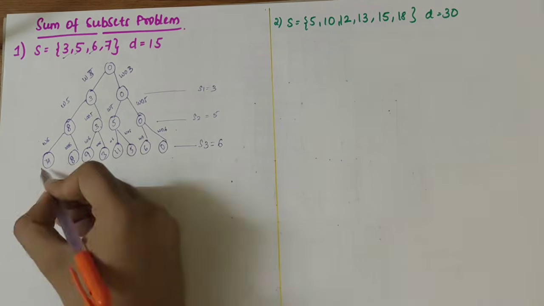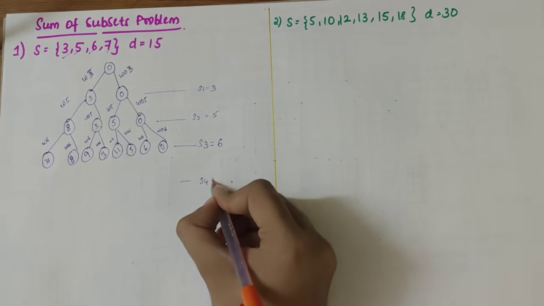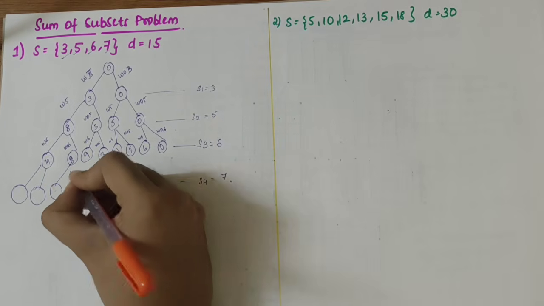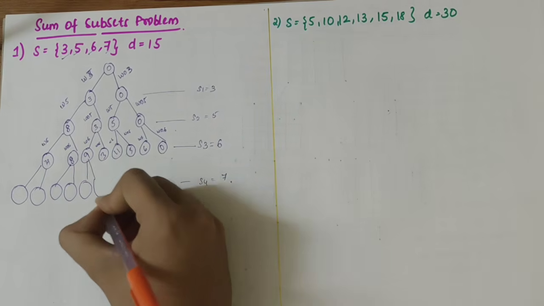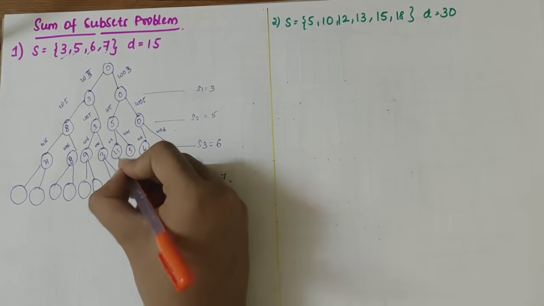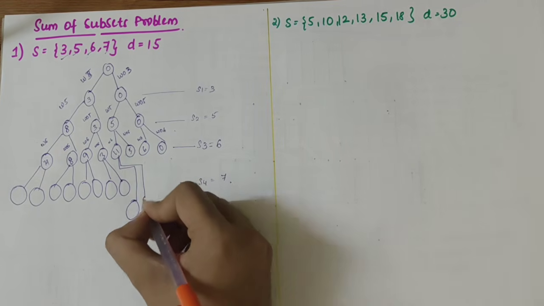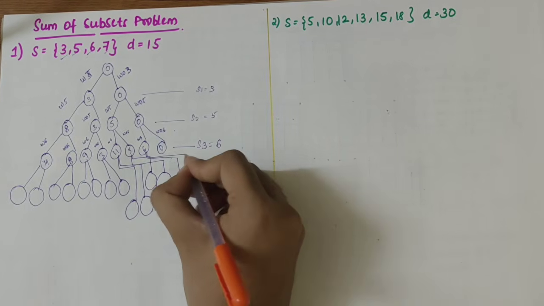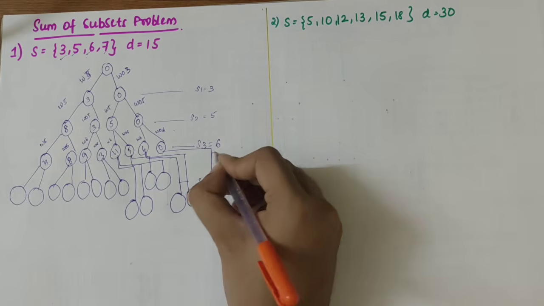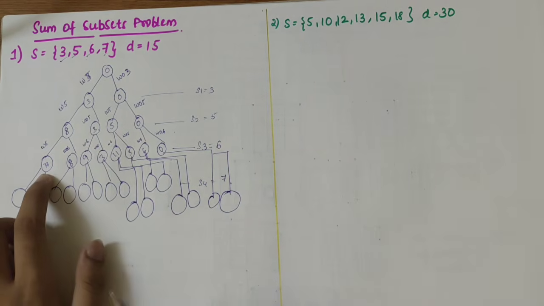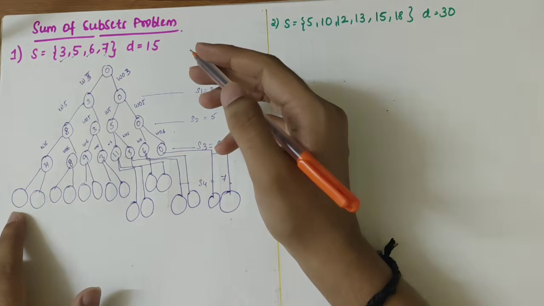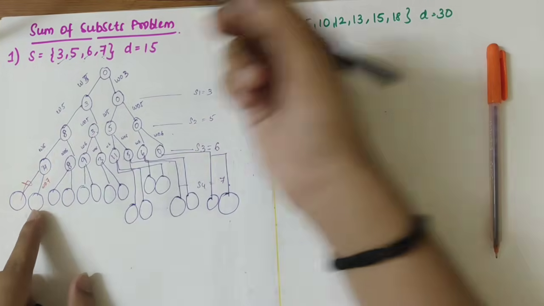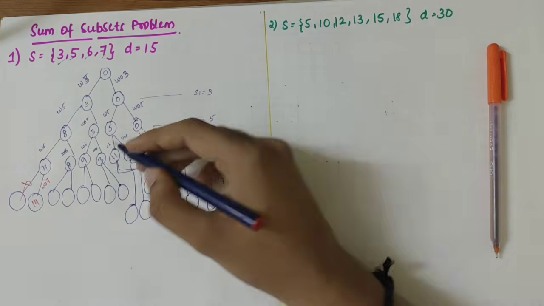Now last I have the fourth level, S4 as 7. Now with 7, 14 plus 7 would be greater than 15, no? So I need not consider this. Now 14 without 7, I would get 14 only. I'll write 14 here.